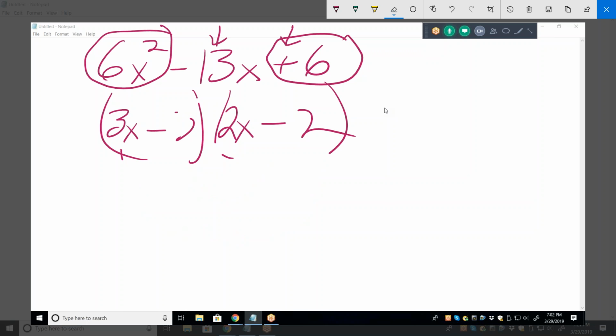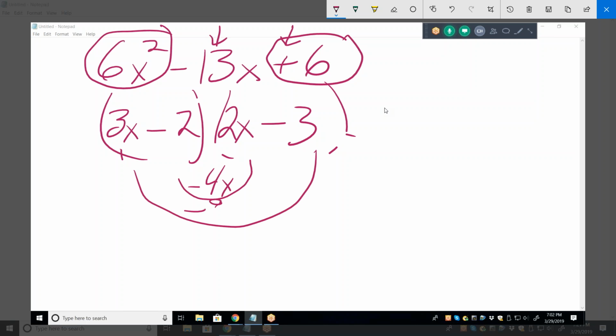Probably flip-flop them. So yeah, try the 2 on the left and the 3 on the right. And it could matter because remember, this is 3x and this is 2x. So it is going to produce a different number. Yeah. Bingo. We got our 13x.